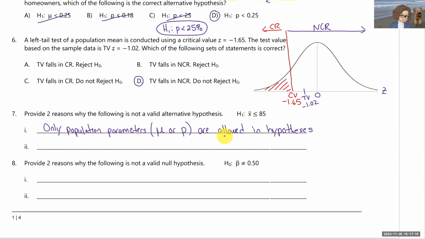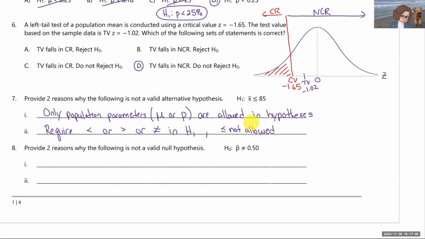And then the other problem with it is it says less than or equal to, and that's not allowed. So we require less than or greater than or not equal to in H1, the alternative hypothesis. So less than or equal to, not allowed. All right, so 2 reasons that hypothesis is not written correctly.